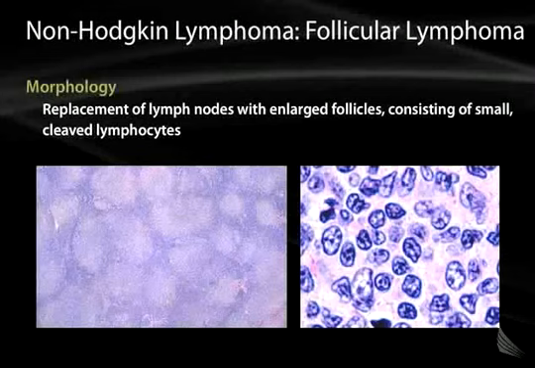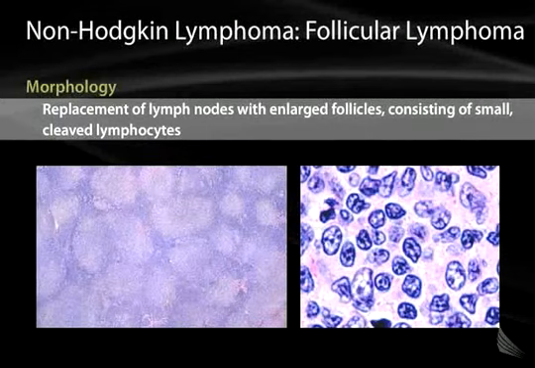So it's called follicular lymphoma because it completely replaces the normal architecture of the lymph nodes, with subcapsular sinus, cortex, paracortex, and medulla, with enlarged follicles consisting of small cleaved lymphocytes. So you can see gross and microscopic specimens of follicular lymphoma, a low power and a high power view.